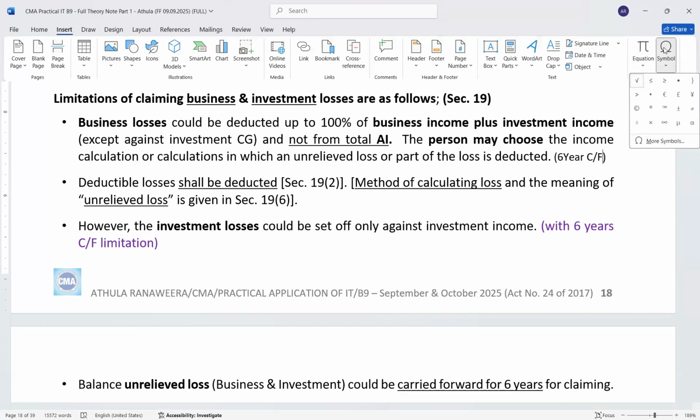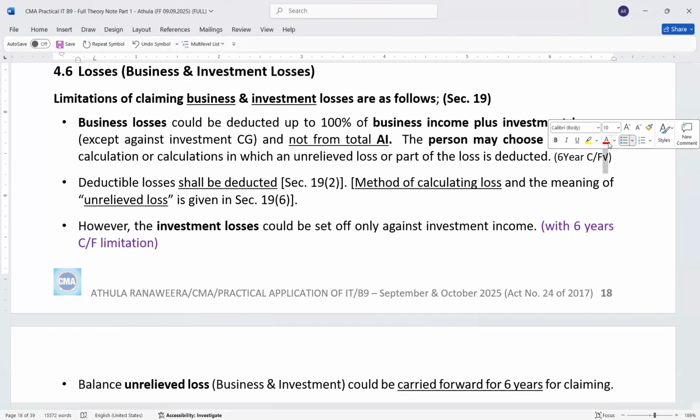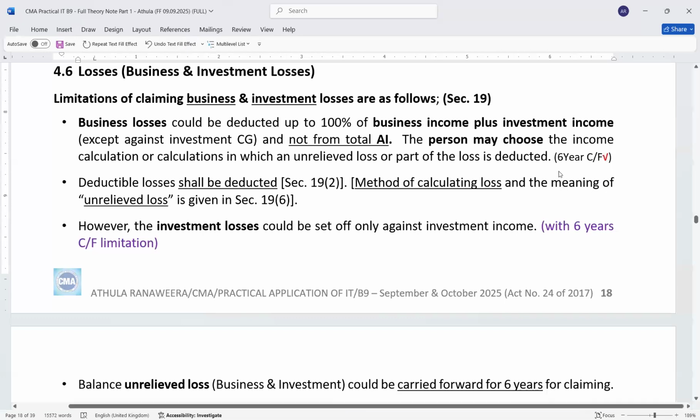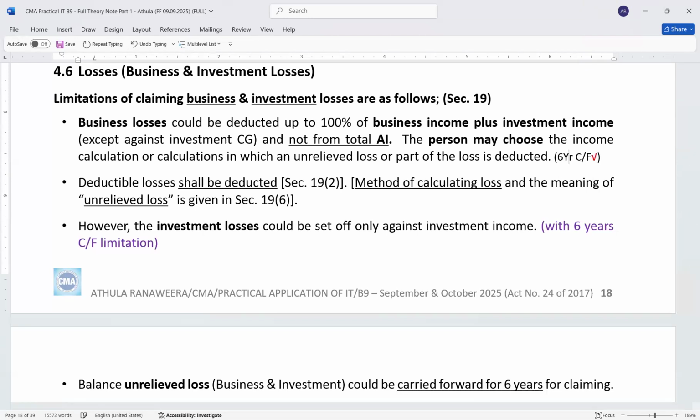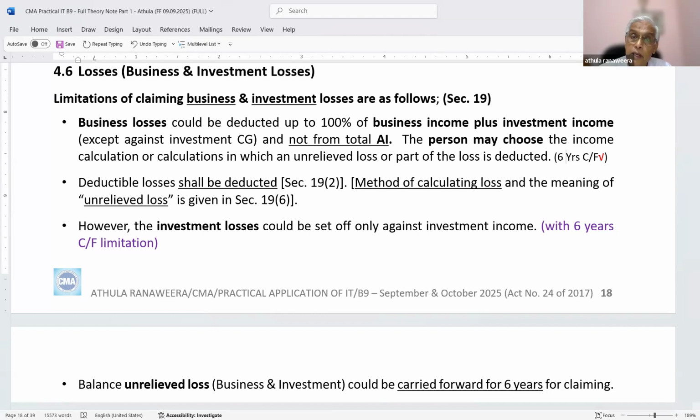I have a small question on this. Assuming this year, 24-25, I have an investment loss, but the investment income tax rate is 30%. But there is a tax investment loss brought forward in 2023-24, where the rate is 14%. Can I offset the 24-25 investment loss against the previous year, where the tax rates are lesser than the current year? Yeah, that's possible. Why?